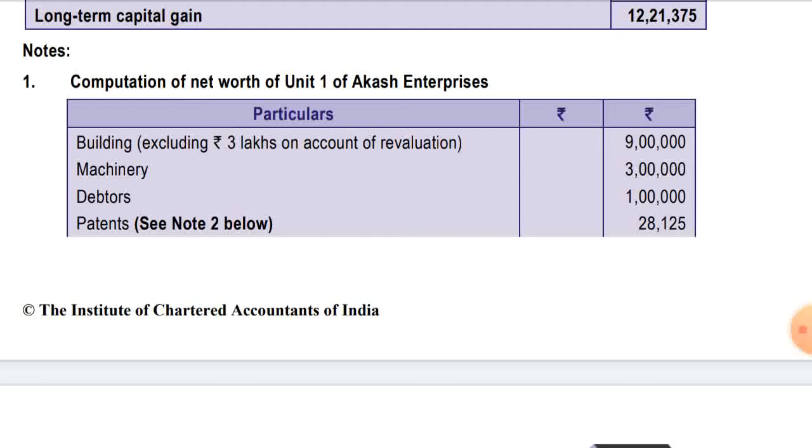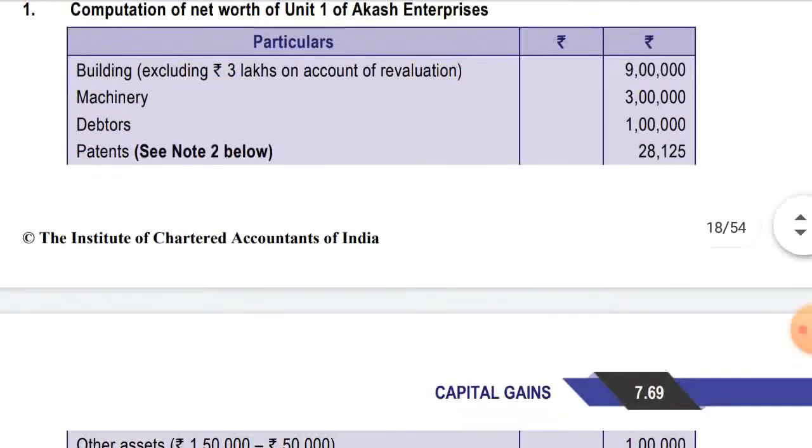Building is 9 lakhs. As we all know, while computing capital gain in case of slump sale, revaluation reserve is ignored. So for the building, 3 lakhs revaluation reserve was there, then 12 lakh came. So 12 lakh minus 3 lakh is 9 lakh. Machinery is given as 3 lakhs, debtors is given as 1 lakh, and for the patent, as we all know, depreciation will be charged for 2 years. It will be WDV. So see note 2. Moving to note 2.